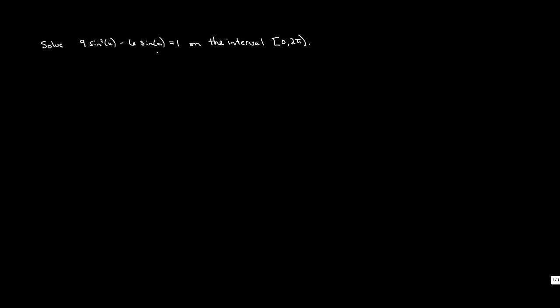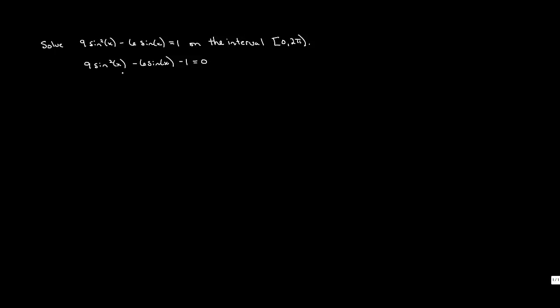This one's a little bit more complicated to solve. What we have to do is some factoring here. So what I'm going to do is move everything to one side. So I have 9 sine squared minus 6 sine minus 1 is equal to 0.